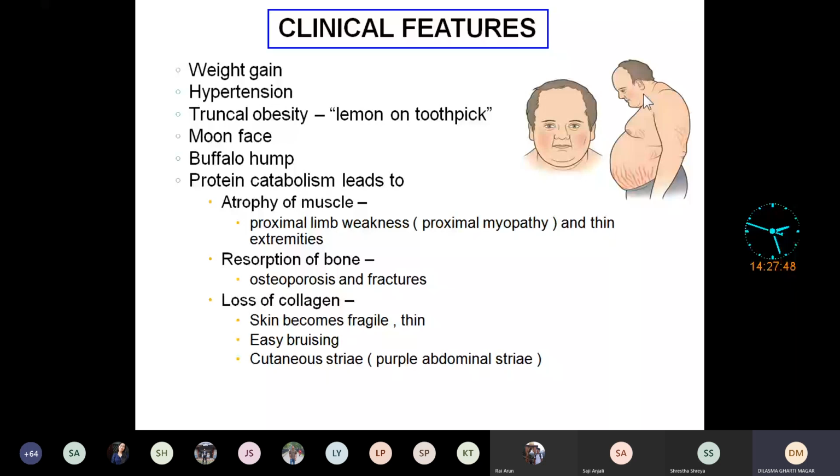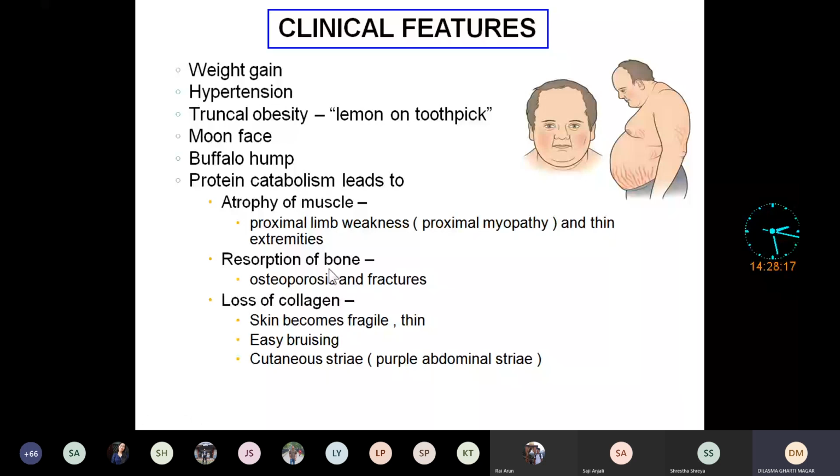Because of the protein catabolism, there is atrophy of the muscles. That's why the limbs will become weak and thin. Because of the atrophy of the muscles, proximal limb weakness and proximal myopathy will be there, and then the limbs will look thin. Also because of the protein catabolism, there is resorption of the bone. Resorption of the bone will lead to osteoporosis, and then the bones become thinned out and the cortex will be thinned out. So it will easily lead to fracture, isn't it so?